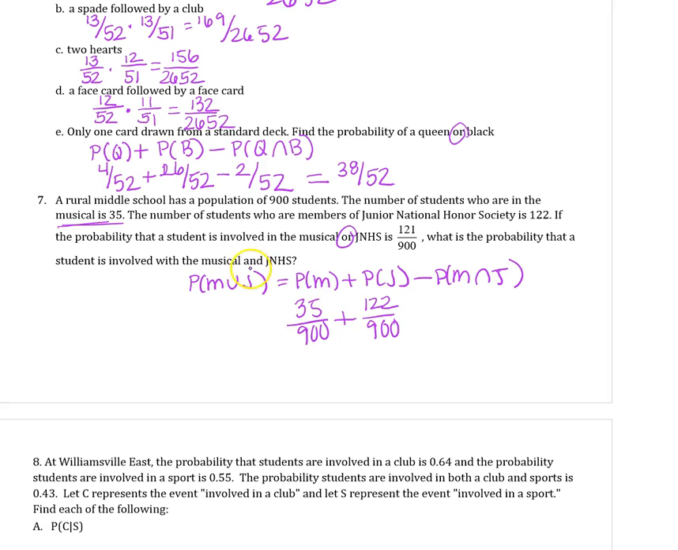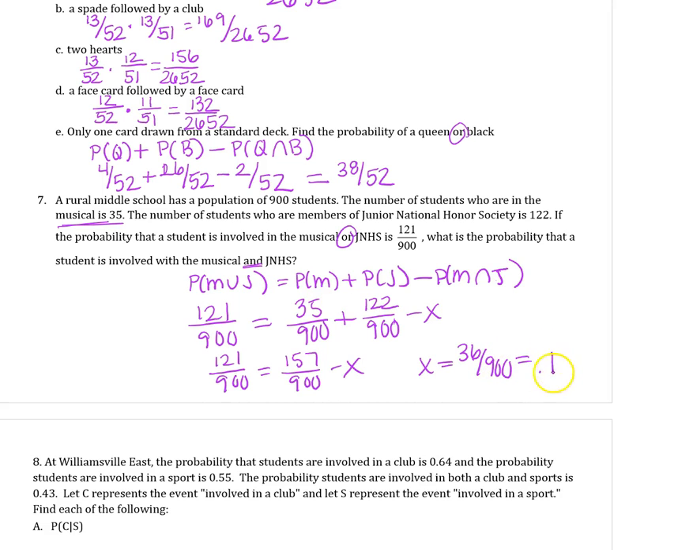You don't know how many are in both. It's the and statement, so let's call that X. But you do know that the or is 121 out of 900. So I'll clean this up. This is 121 over 900 is equal to 35 plus 122, which is 157 out of 900, take away x. When I solve for x, so either add over the x and then subtract 121, x is equal to 36 out of 900, which is 0.18.